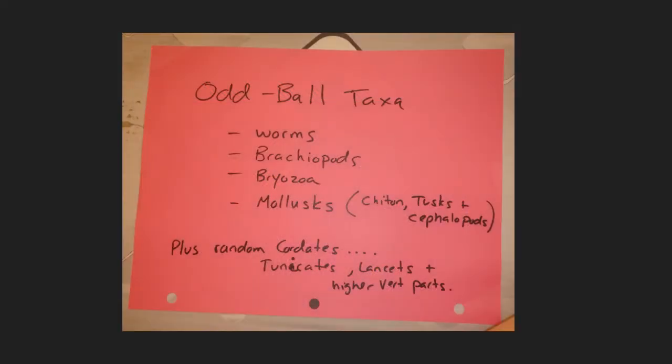Some oddball taxa that we look at: the worms. Things that also exist are the brachiopods and the bryozoa. The brachiopods and bryozoa feed with a tentacle called a lophophore, and they are not common. Mollusks are very common, but there are a couple of groups of mollusks that are a little less common: the chitons, which are segmented, the tusk shells, which are a rare mollusk, and the cephalopods, which means head foot, squid and octopus. There's a couple of chordates that are also oddballs that we will get to.